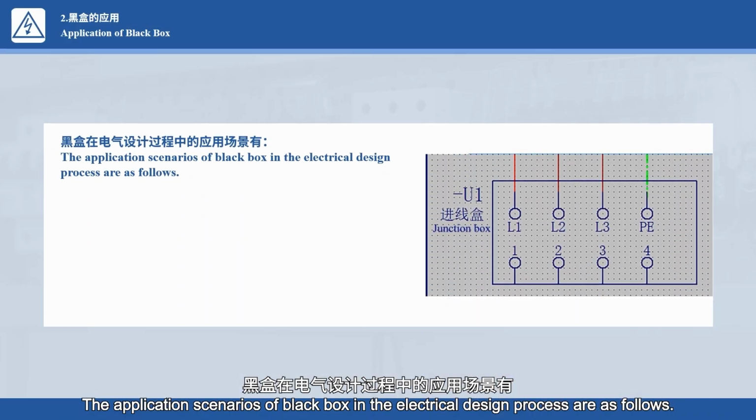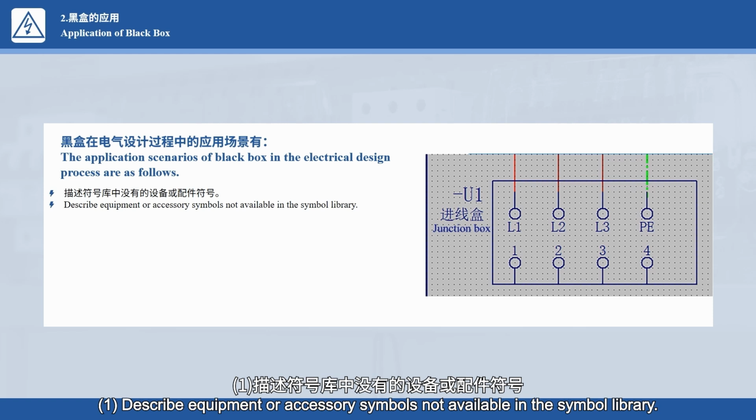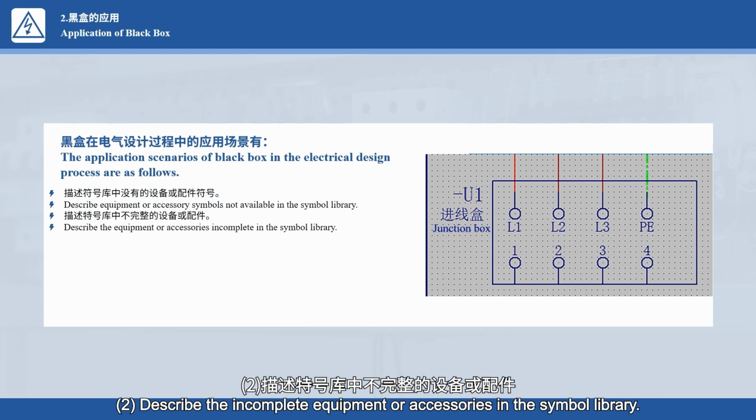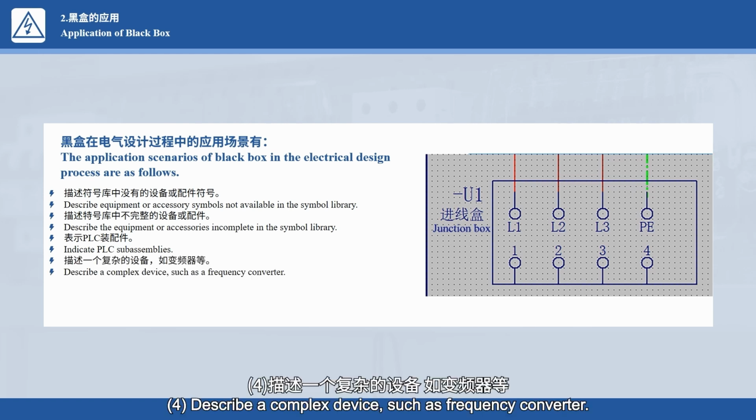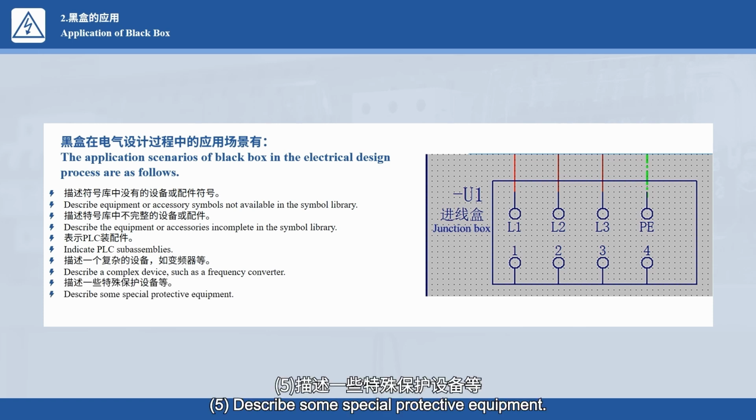The application scenarios of black box in the electrical design process are as follows. 1. Describe equipment or accessory symbols not available in the symbol library. 2. Describe the incomplete equipment or accessories in the symbol library. 3. Indicate PLC subassemblies. 4. Describe a complex device, such as a frequency converter. 5. Describe some special protective equipment.